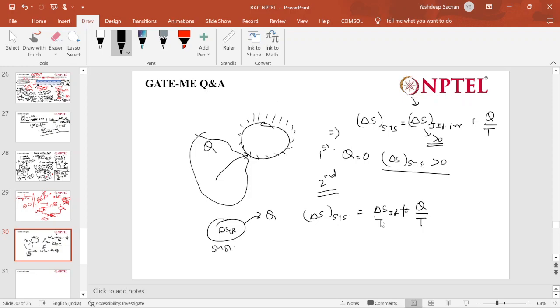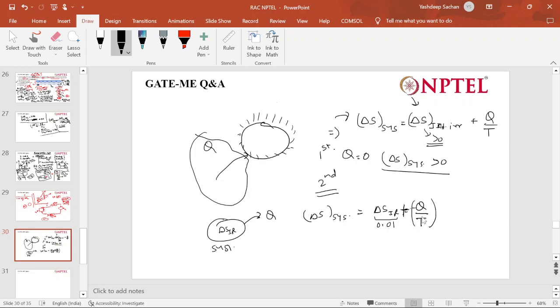So let's suppose the value is minus Q by T. Heat rejected from the system, we will take as minus Q. Let's suppose delta S of internal irreversibility is positive, say 0.01. And heat rejection from the system means it is negative, minus Q, right?